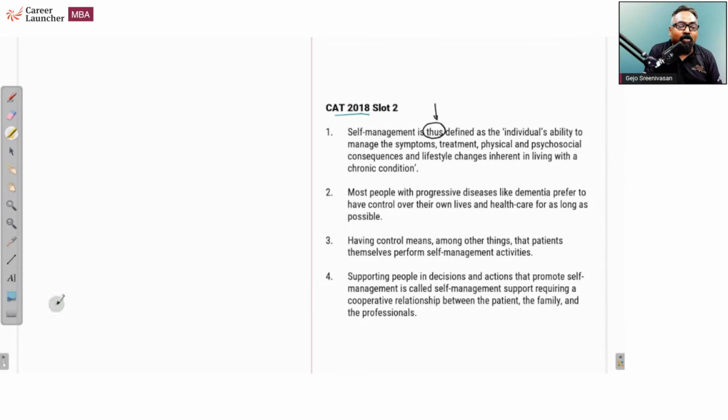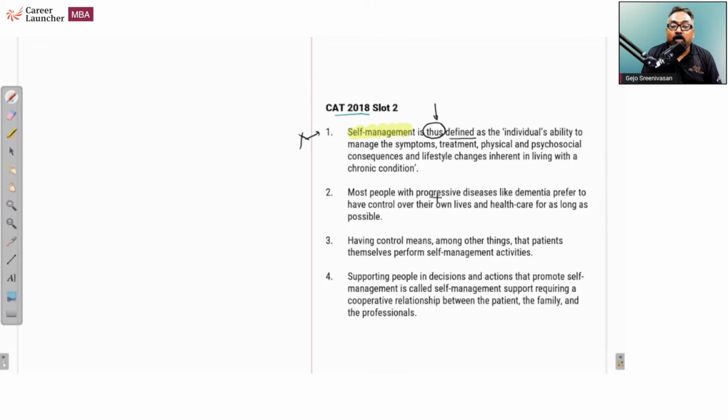So now we have this word self-management. And this talks about how self-management is defined as an individual's ability to manage the symptoms, treatment, physical and psychosocial consequences, and lifestyle changes inherent with living with a chronic condition. Okay. One obviously cannot be the start, that is for sure.